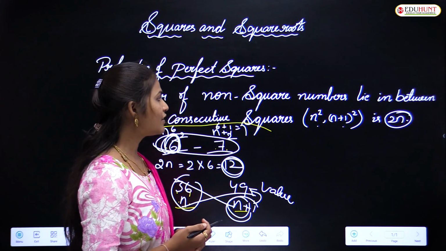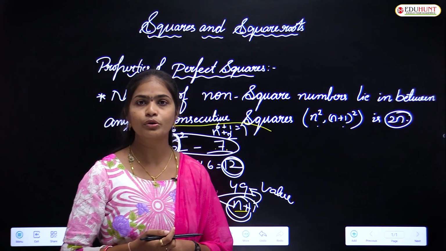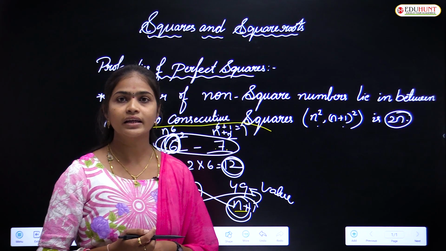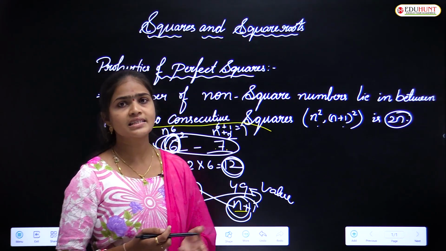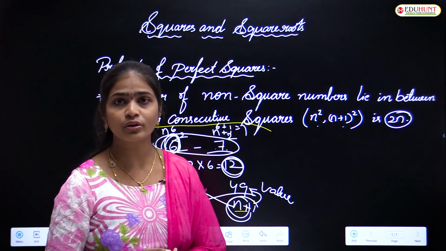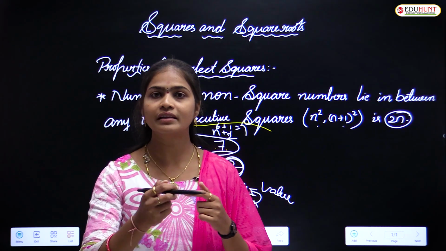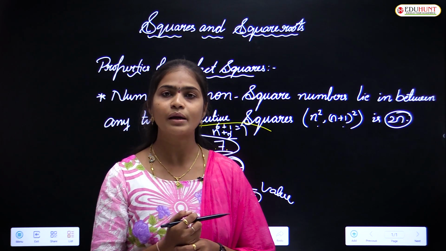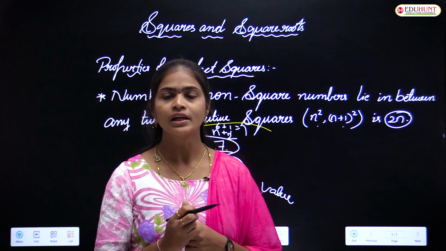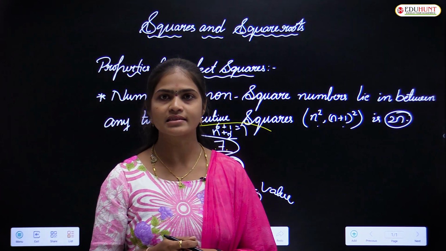So these 6 properties are also very important. After this we are going to discuss square roots. In the same concept we also have Pythagorean triplets, but I will tell you about Pythagorean triplets after square roots. In the next video we will discuss that.